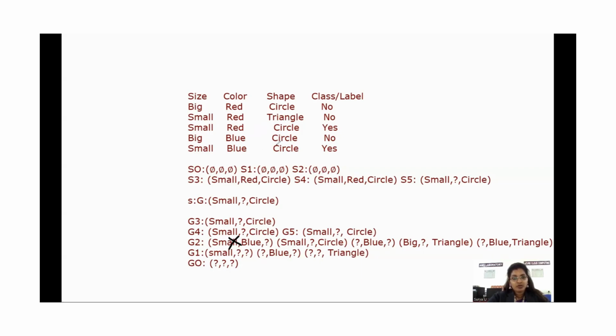Here also we have small and circle. In between they have mentioned a question mark symbol, so anything can be written. So this is the correct one. So I have written it as small comma question mark comma circle.